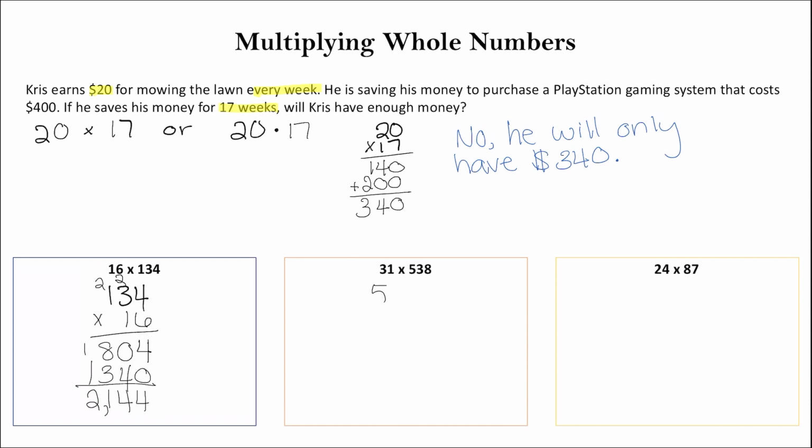Question number 2, 538 times 31. Again, smaller numbers easier on bottom. 1 times 8 is 8. 1 times 3 is 3. 1 times 5 is 5.